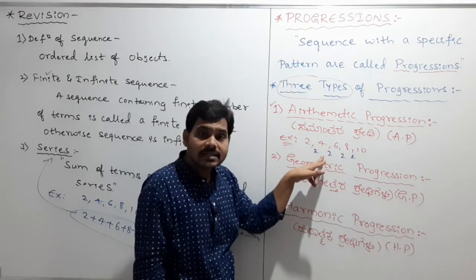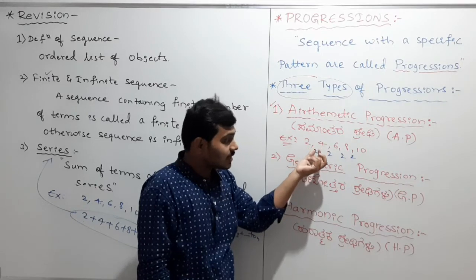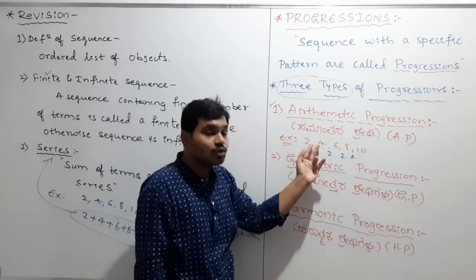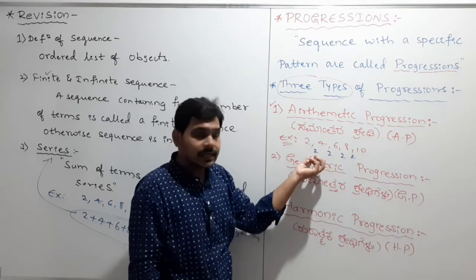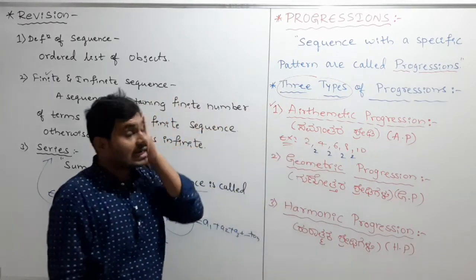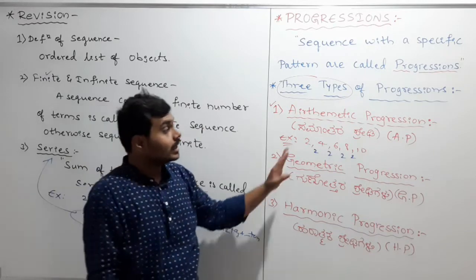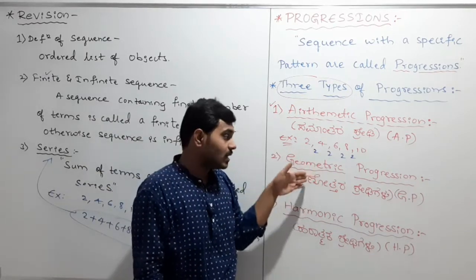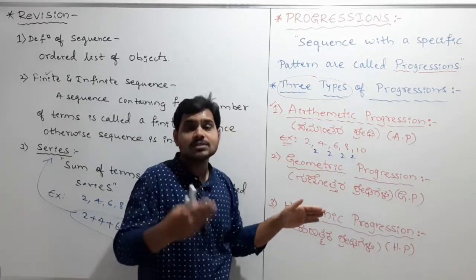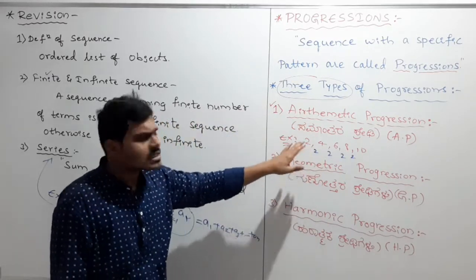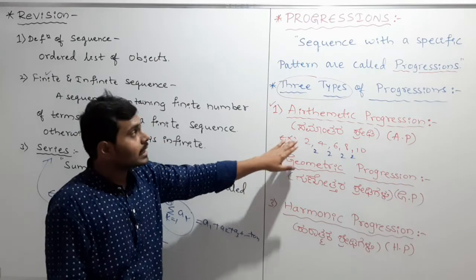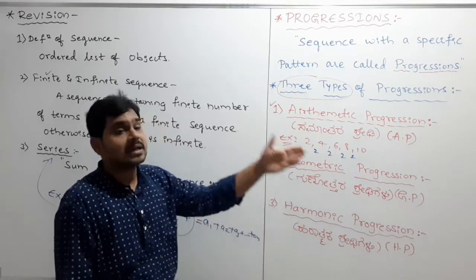In this particular example, the difference between two consecutive terms is nothing but 2, a constant. Clear? So this is an example for arithmetic progression also, but in detail we will discuss what is arithmetic, geometric, harmonic, one by one. I just gave you the example for the progression. This is an example for a progression because here it is a sequence with a specific pattern.